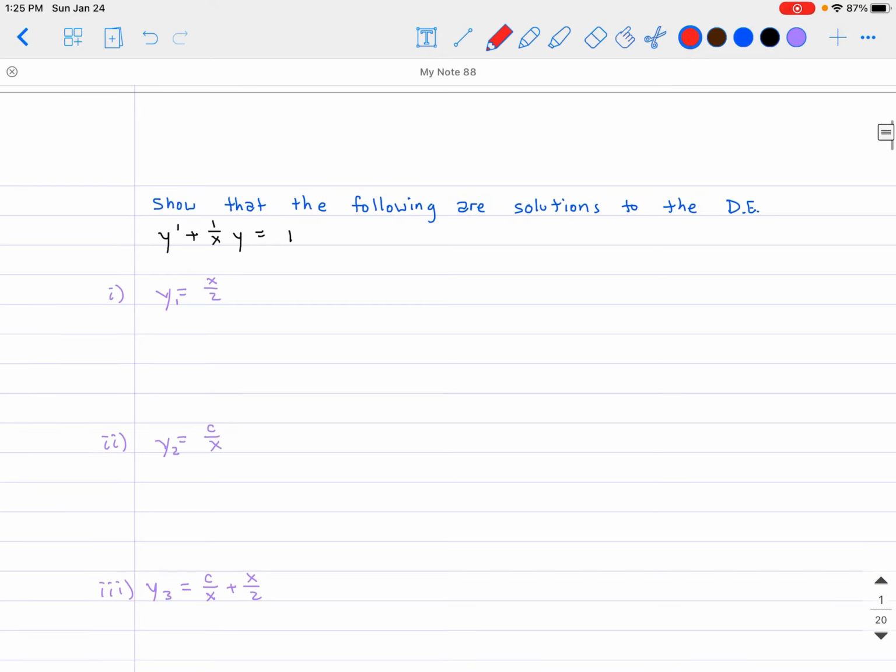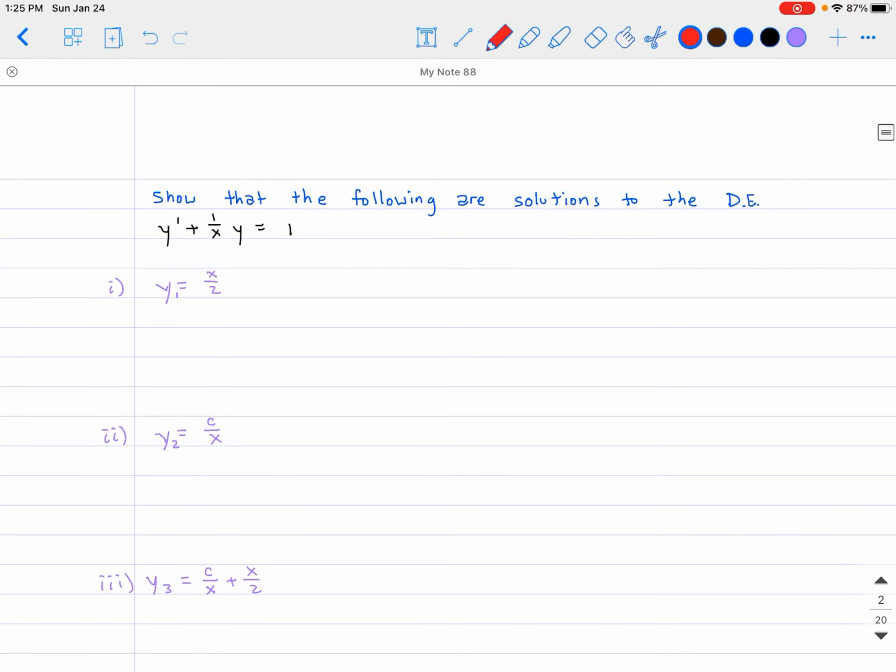So in this case, again, this section is on just taking the intro of this. What I want to do is verify or show that the following are solutions to the differential equation y prime plus 1 over x times y is equal to 1. So I wrote down three different equations, technically quote-unquote solutions, and I want to verify that they work. The best thing that we can do is literally plug each one in there and see what happens.